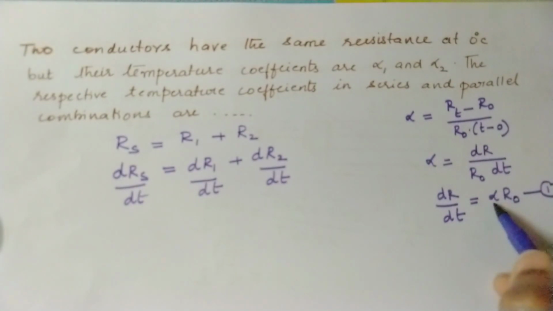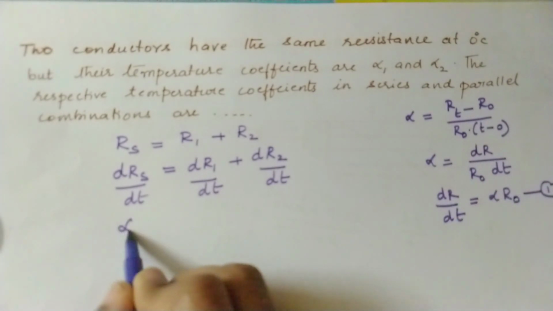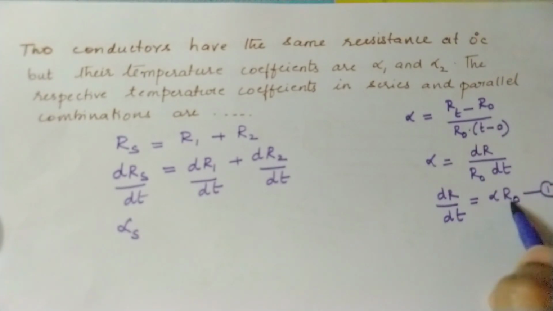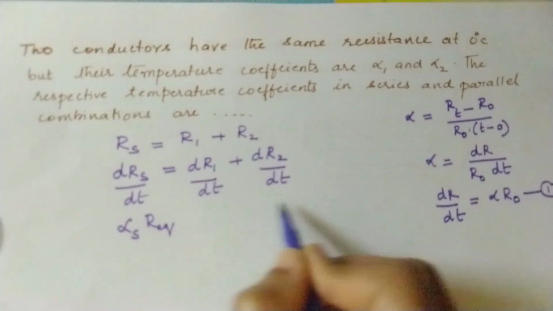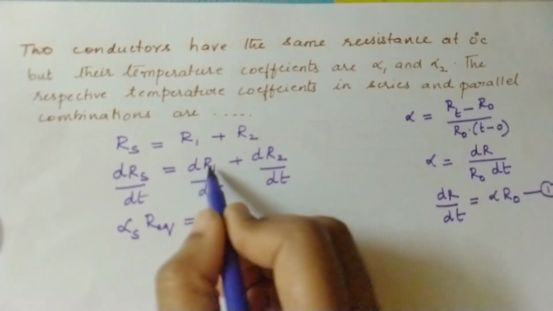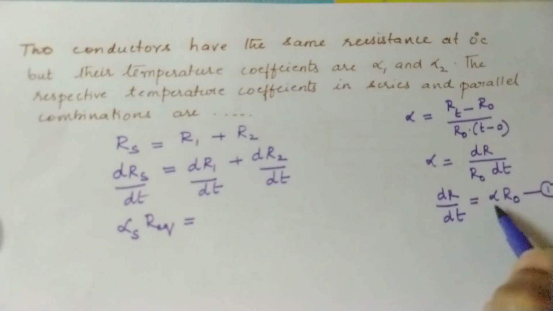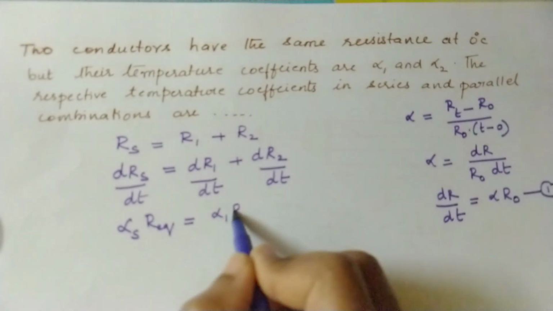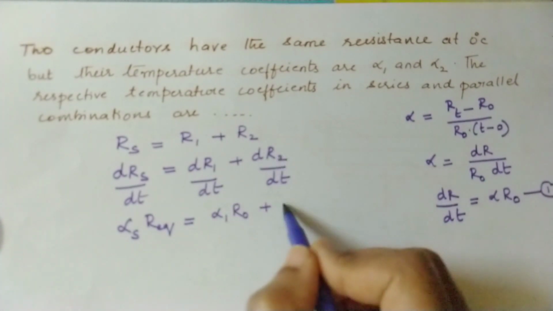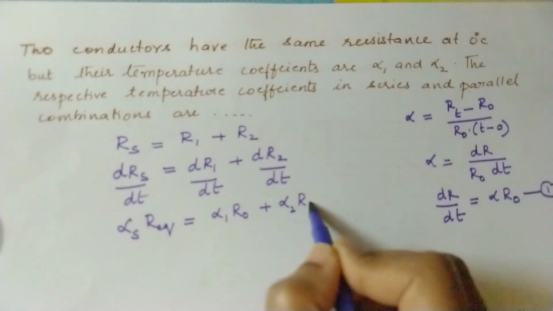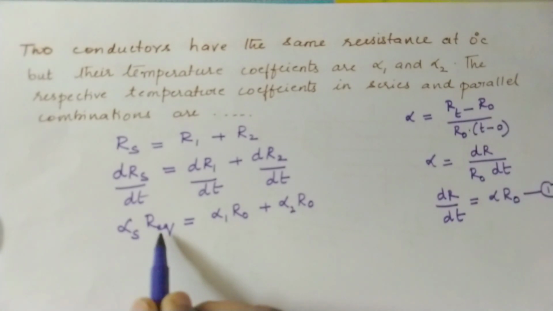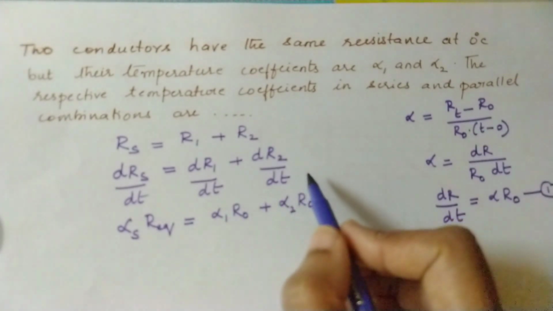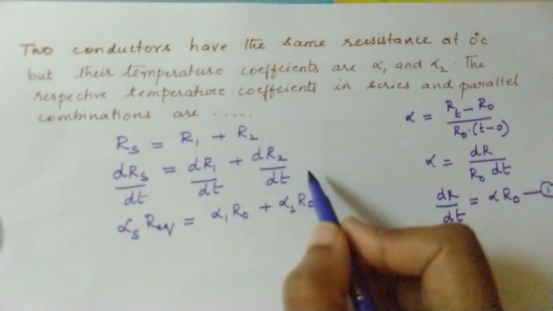From this relation we can write it as alpha into R naught. But this is the equivalent value, so I'll write it as alpha S in series combination, and this is the equivalent resistance in series combination at 0 degrees. This should be dR1 by dt, again I will write it as alpha 1 into R naught, plus, for this the temperature coefficient is alpha 2 into R naught. What is the equivalent resistance in series combination? It will be R1 plus R2.